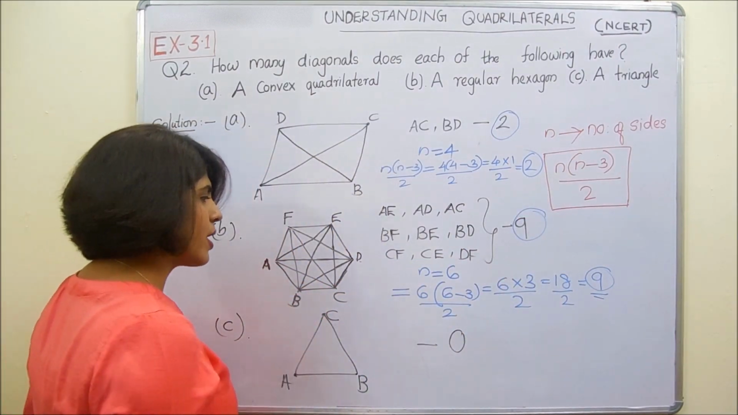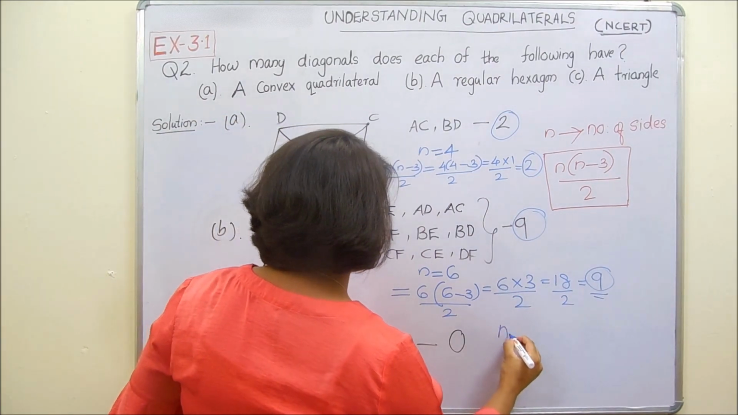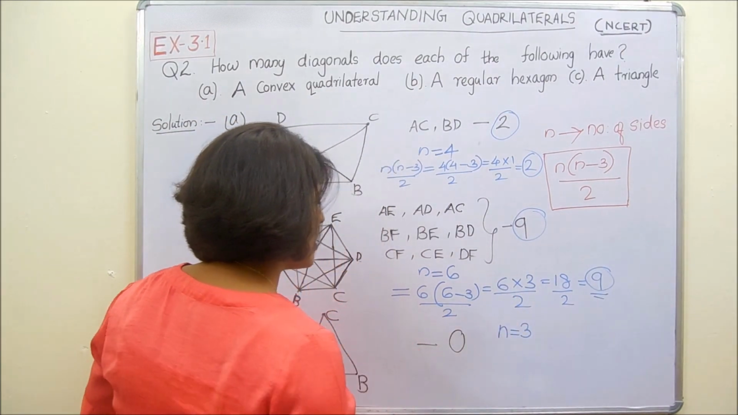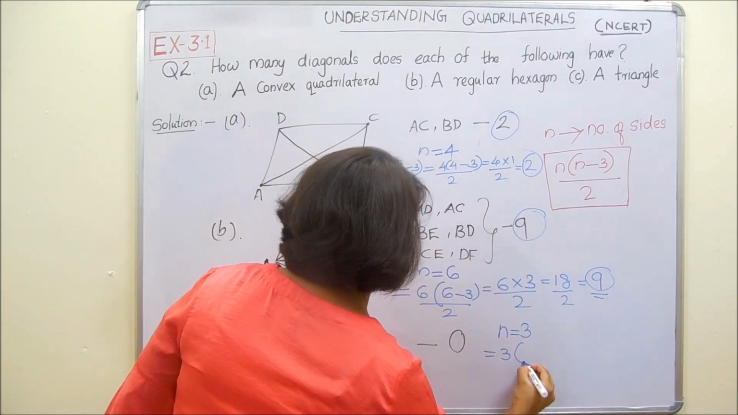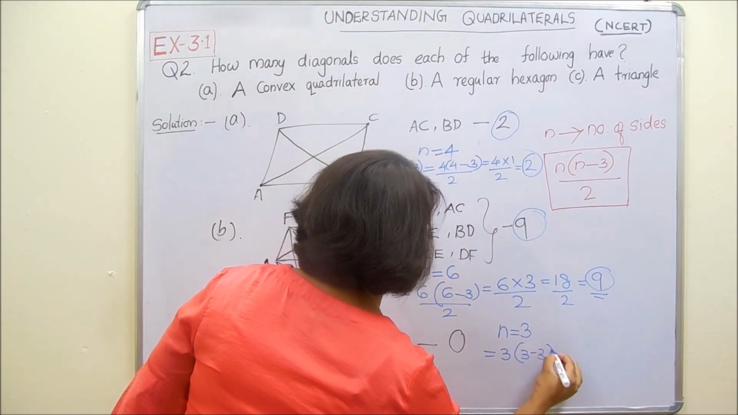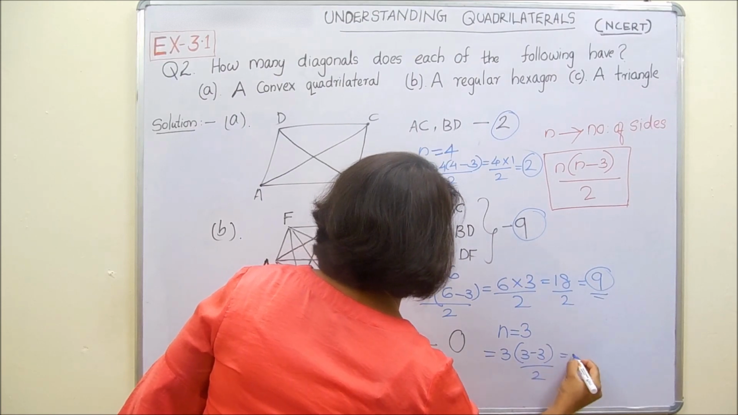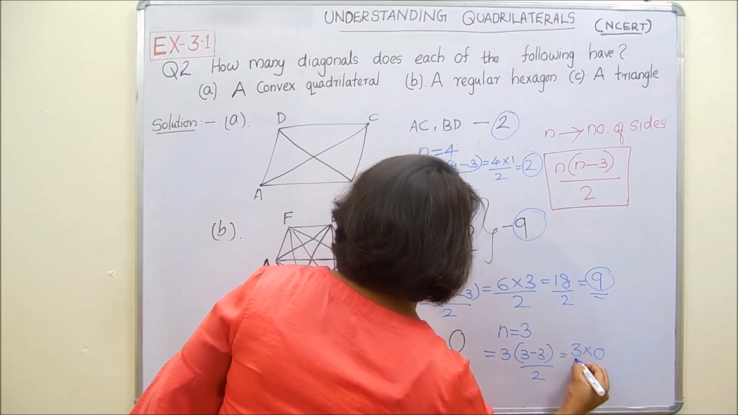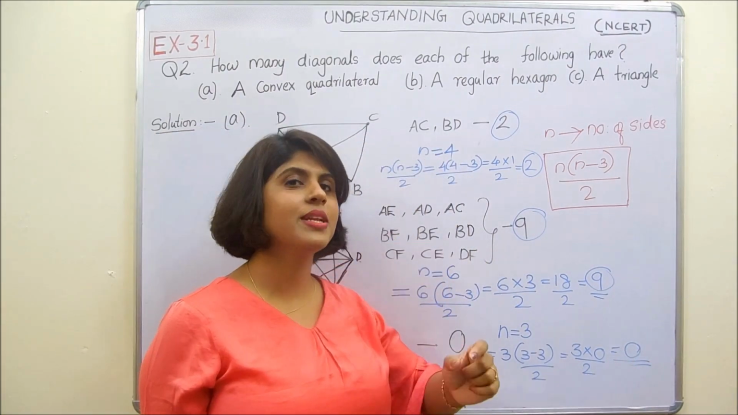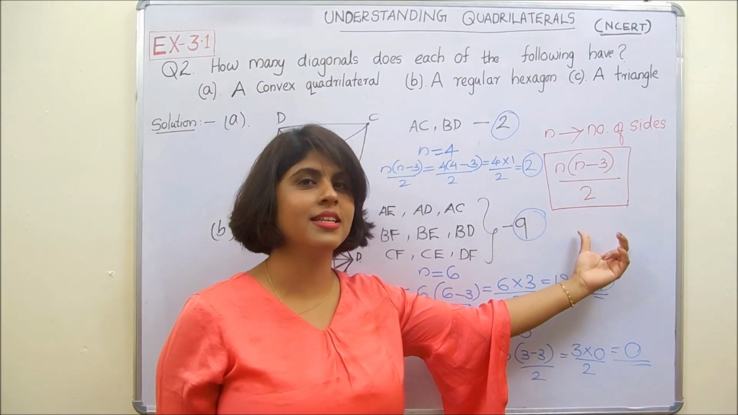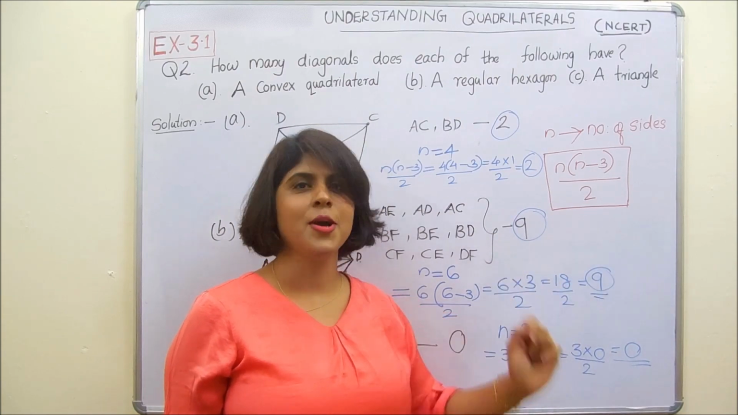And in the case of a triangle, n equals 3. Substituting the value in this equation, we get 3 into (3 minus 3) divided by 2, that is 3 into 0 divided by 2, which is 0 itself. So students, this is the easy way to find the number of diagonals of a polygon.